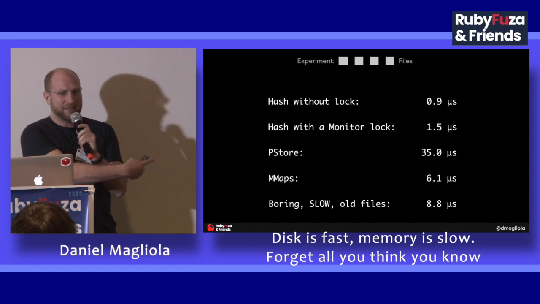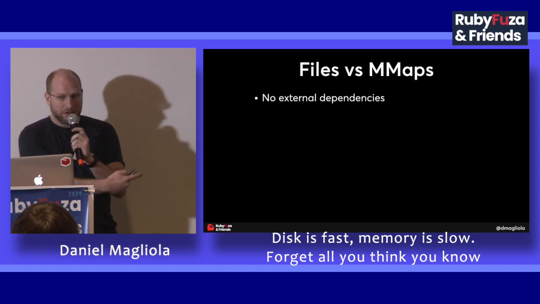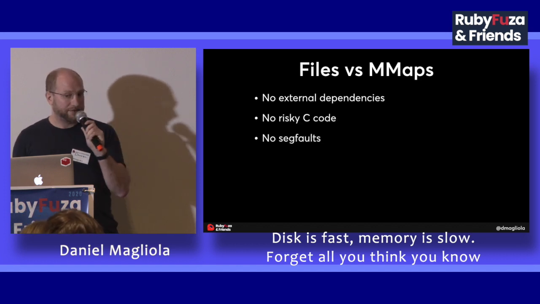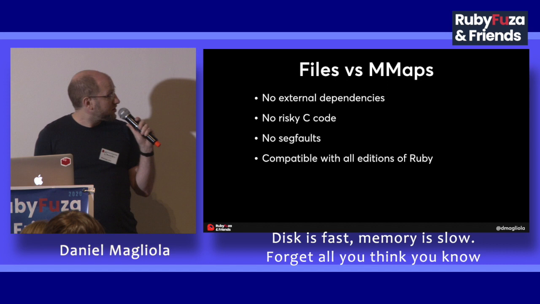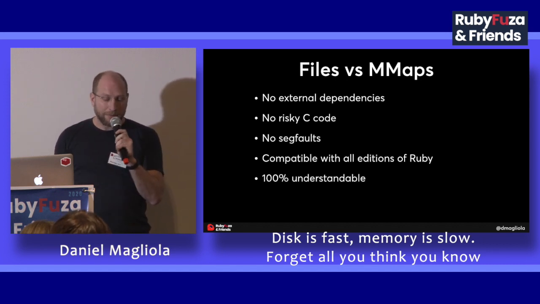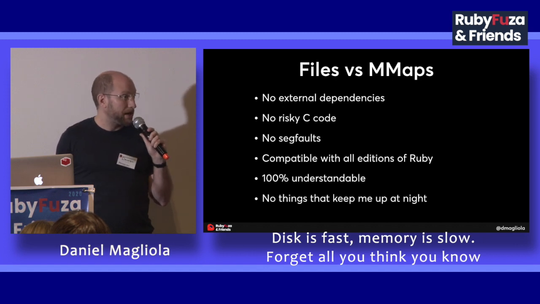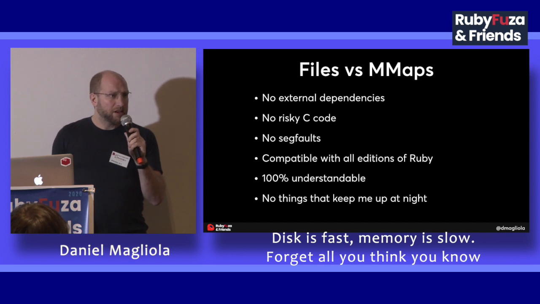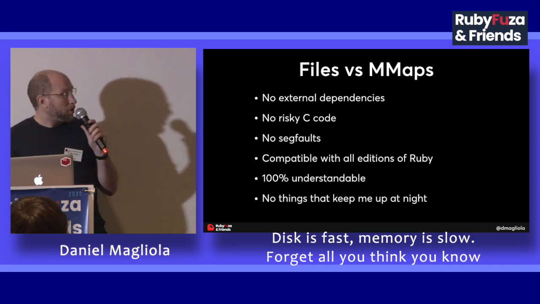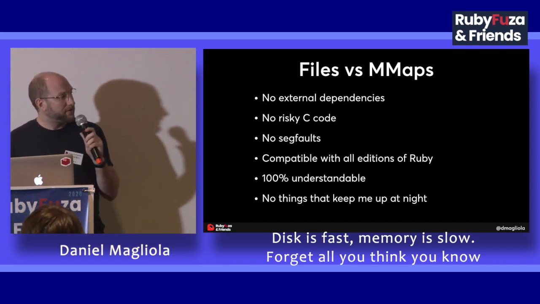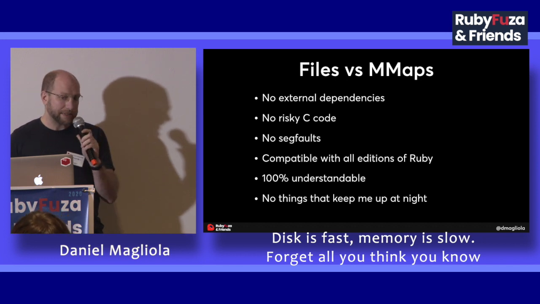I mean, this is mad. If you compare this to memory maps, we have no external dependencies, we have no risky C code, definitely no segfaults. It's compatible with all editions of Ruby. It's code that every Ruby programmer can understand. And most importantly, there was nothing in there that kept me up at night. All of this for just 3 extra microseconds, this is a complete no-brainer. And that's it, we're done. I mean, we ended up going with disk as the end solution because it was fast enough. And we think that the trade-off is more than worth it for the peace of mind that this brings us.